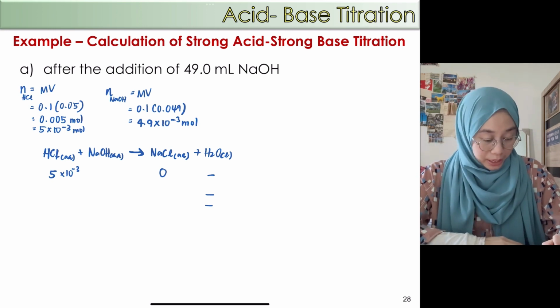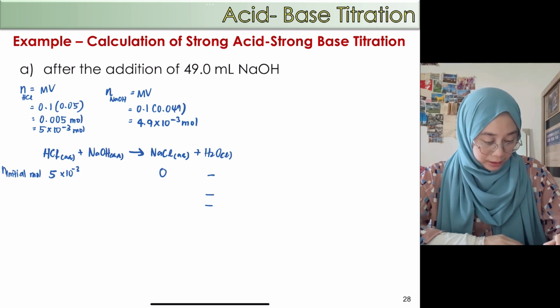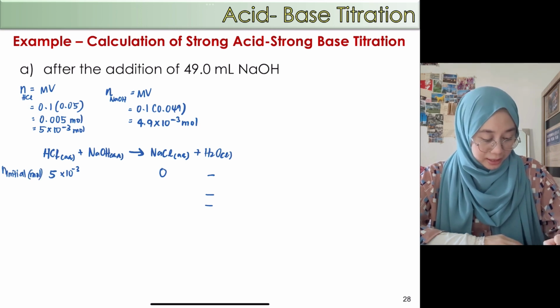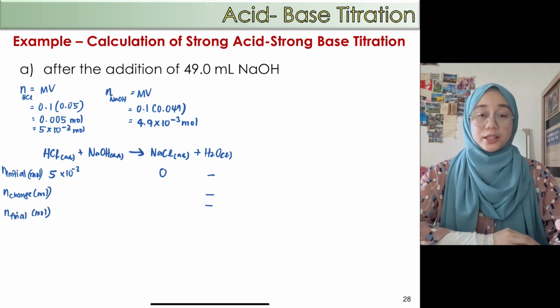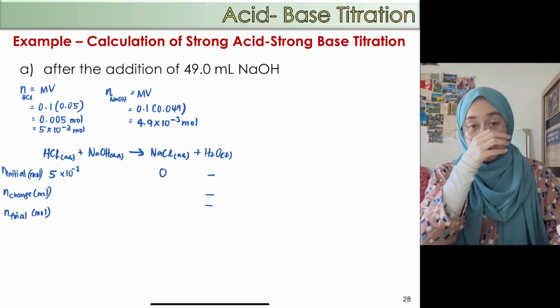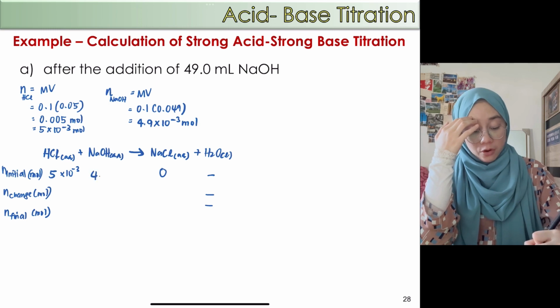Okay, so ini adalah initial mol, and then kita letak N initial, and then kita ada N change, mol change, and then kita buat mol final. Okay, salah pula miss, bukannya concentration. Okay, so kita buat ICF table dalam bentuk mol. Okay, jadi the next one untuk NaOH kita ada 4.9 exponent negative 3 mol.